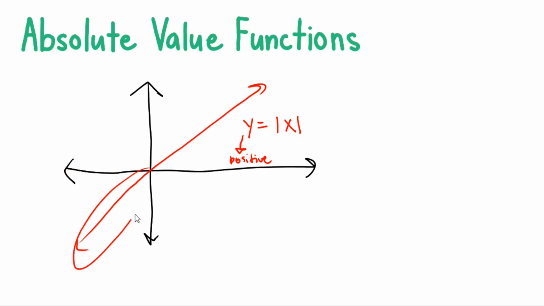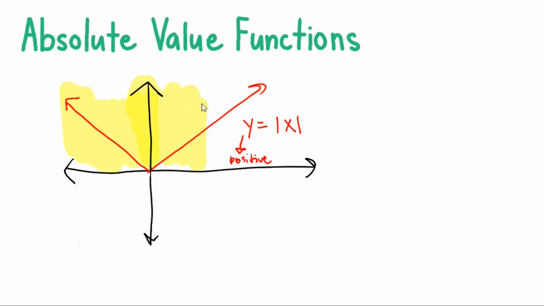So what happens here is that we remove this part, and it becomes reflected out here. So this is the graph of y equals absolute value of x, since the value of y must always be positive, or in the positive y-axis. So all the functions out here must be in this region. And so that is how absolute value functions work.